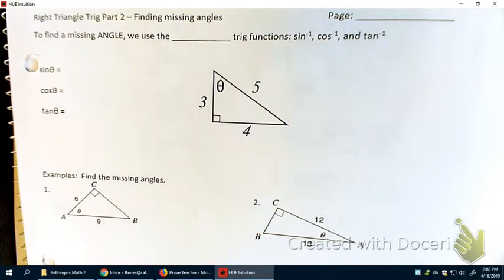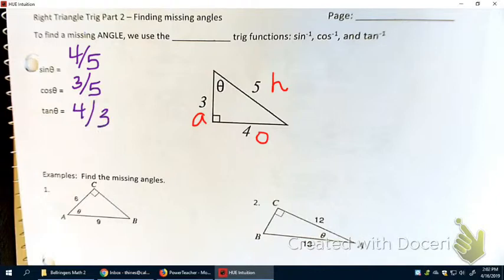So, in those first problems right there, it's just to remind you, let's label the triangle. That little O thing is called a theta. This is opposite, this is hypotenuse, and this is adjacent. Okay? So sine of the angle would be 4/5 because that's opposite over hypotenuse. Cosine of the angle would be 3/5 because that's adjacent. Tangent of the angle would be 4/3.